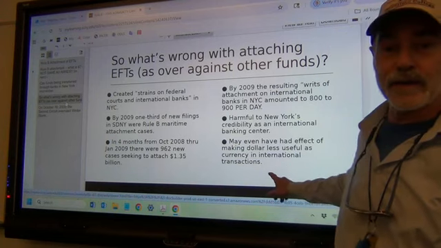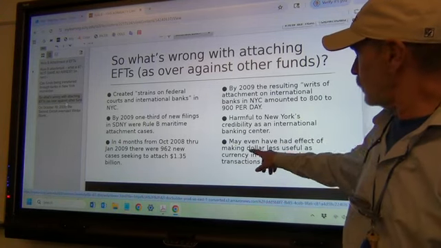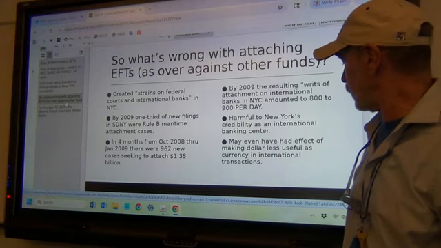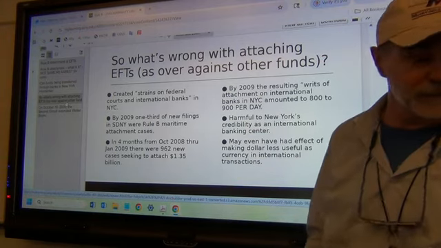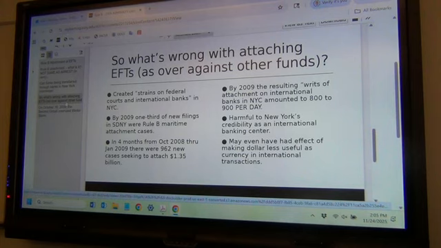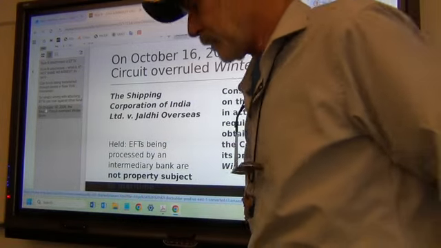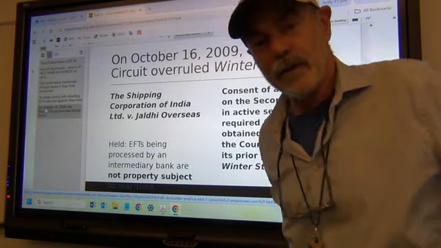I don't know if this is true. I'm not an international currency person. But the Second Circuit, when they overruled Winter Storm, they said it may even have the effect of making the dollar less useful as currency in international transactions. I don't know how useful the dollar is. We have a trade deficit, right? So the dollar is never strong, but that doesn't mean we don't have a healthy economy. The US dollar is what it is.